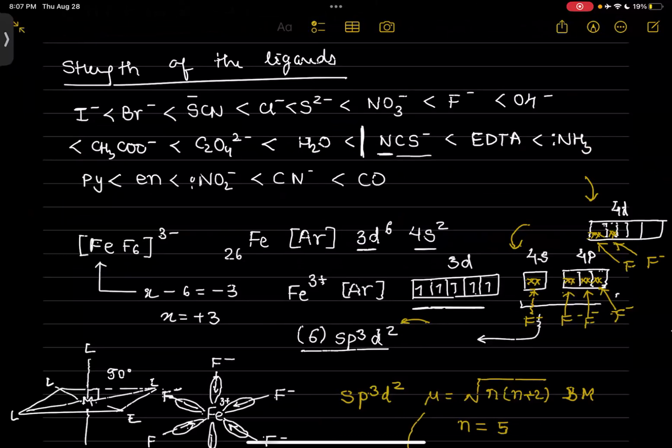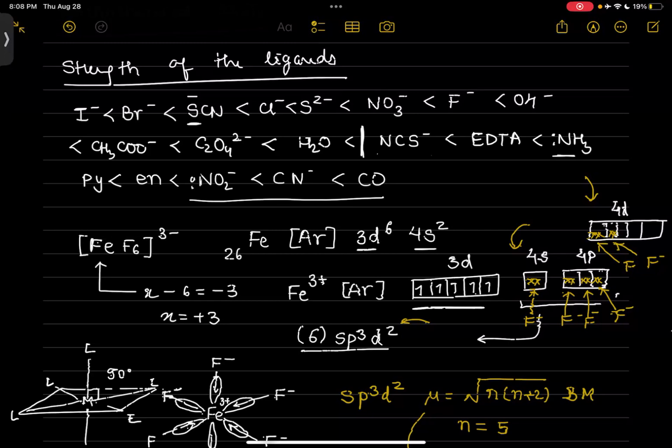So we have the ligands, and all these nitrogen containing ligands, especially ammonia, you should remember. NO2, CN and CO, these four are very common ligands. They are all nitrogen containing ligands, they are strong field ligands. SCN and NCS. What's the difference between both of them? Any idea about that?